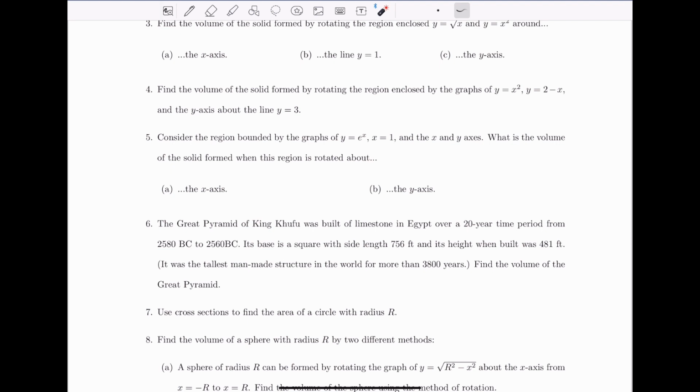Its base is a square with a side length of 756 feet. And the height, when it was completed, was 481 feet. This is actually an incredible fact. It was the tallest man-made structure in the world for more than 3,800 years. That's incredible. What we're going to do with this problem is use cross-sections to find the volume of how much stone was used to build the Great Pyramid.